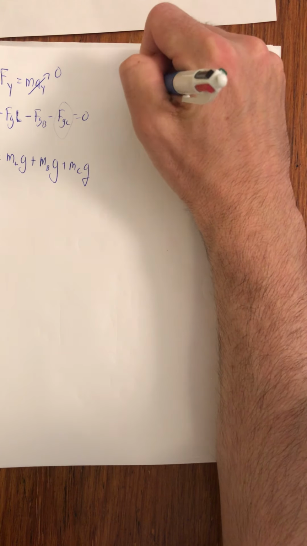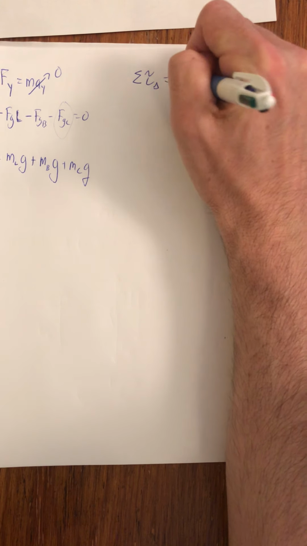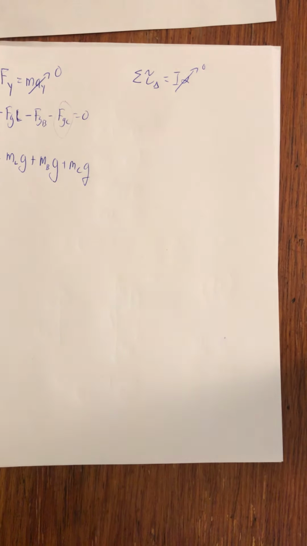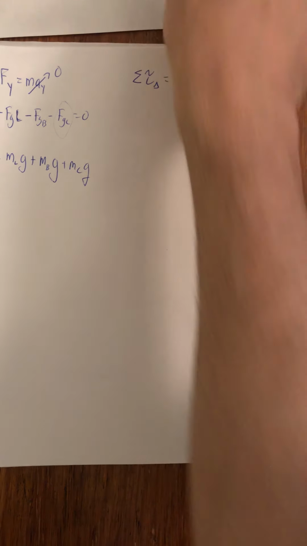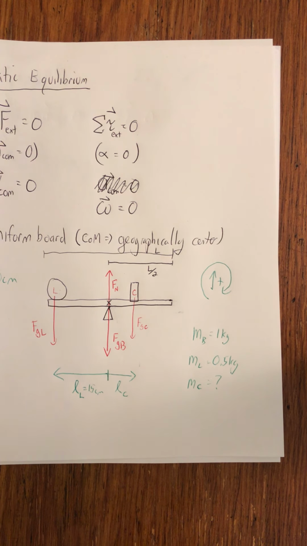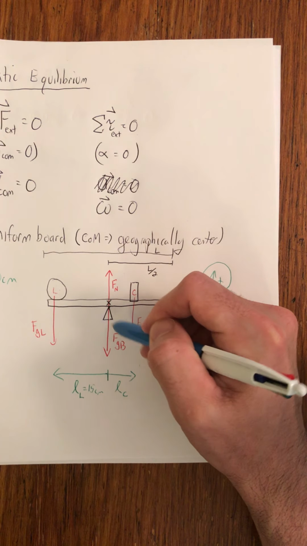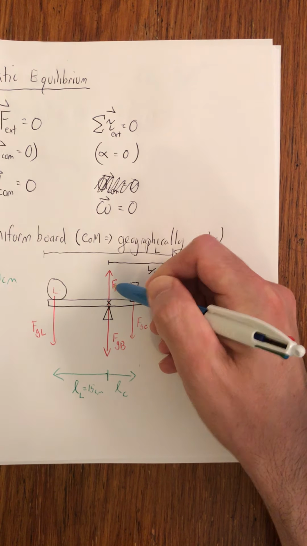So here we go. Sum of torques about the pivot is equal to I alpha. We know that that's going to go to 0. And so I ask myself, well, what forces cause torque? Remember, a force causes a torque if the line of action of that force does not go through the pivot. So therefore, because the pivot's here, FGB and Fn are not going to cause a torque.